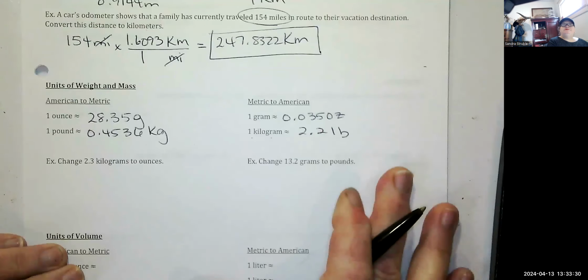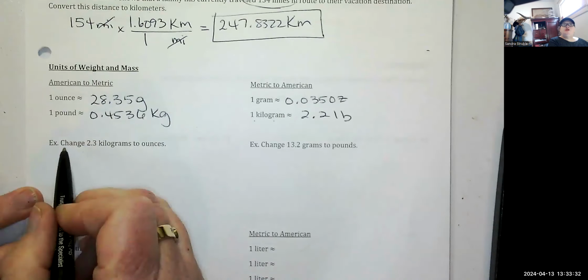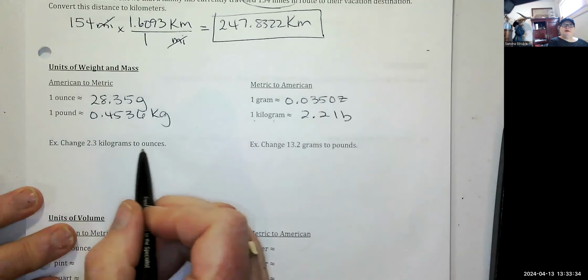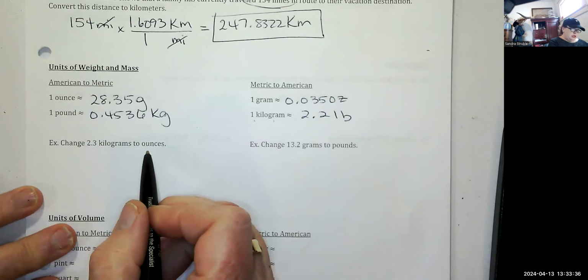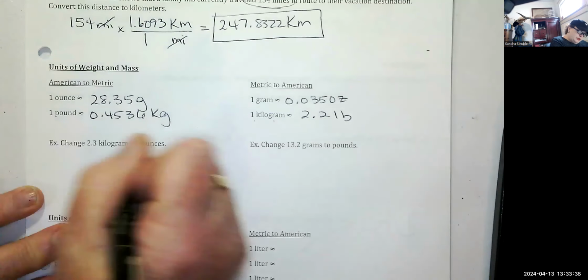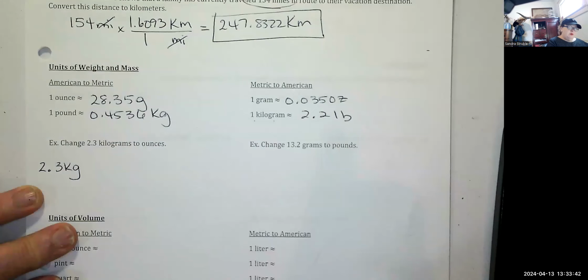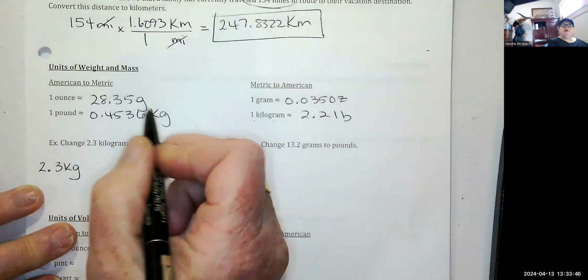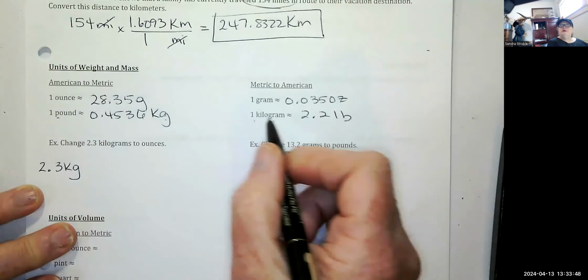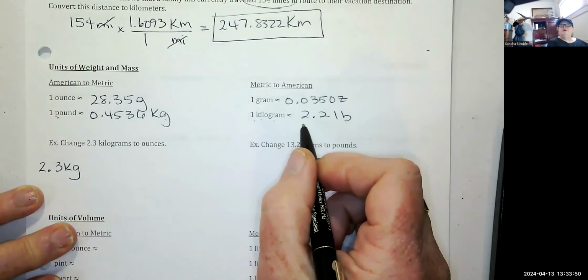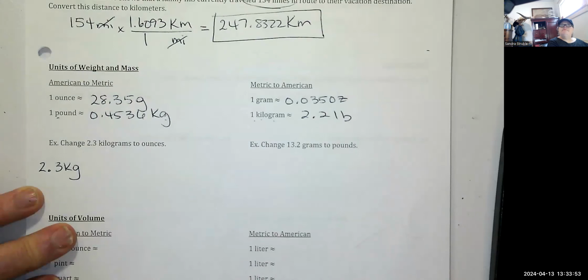All right. Change 2.3 kilograms to ounces. Okay, we're going to go with what they're giving us, 2.3 kilograms. And we need to know if there's a way we can get from kilograms to ounces. This goes from kilograms to pounds. Kilograms to pounds. Can we get from pounds to ounces? I think we can.